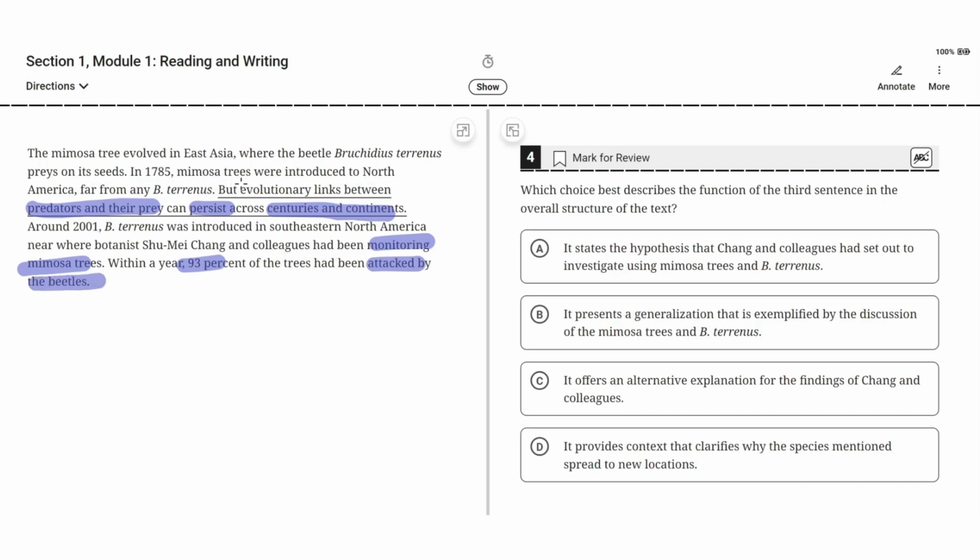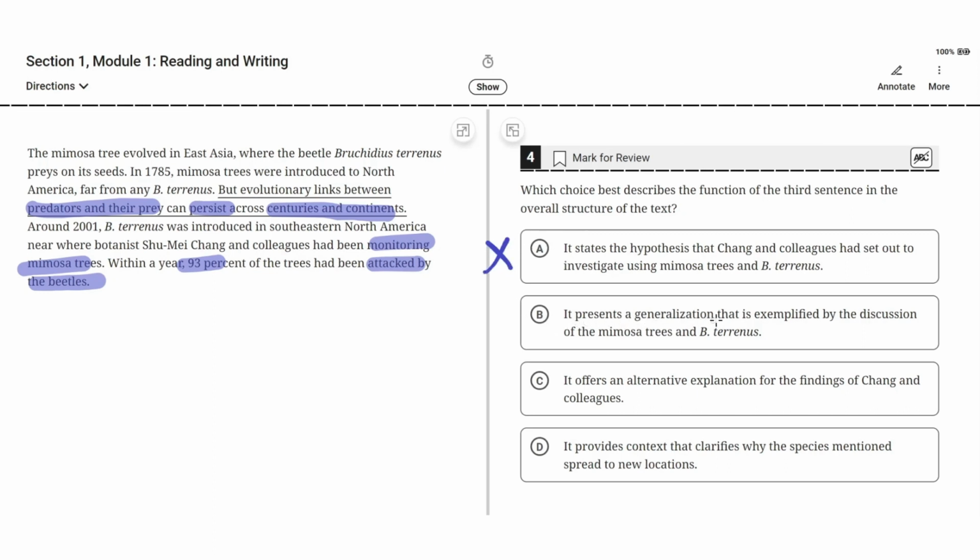So the third sentence says, but evolutionary links between predators and their prey can persist across centuries and continents. And option A says, it states that the hypothesis that Chang and colleagues had set out to investigate using mimosa trees and B. tyrannus. So this is incorrect because Chang and colleagues had been monitoring the mimosa trees. They didn't make a hypothesis about them.